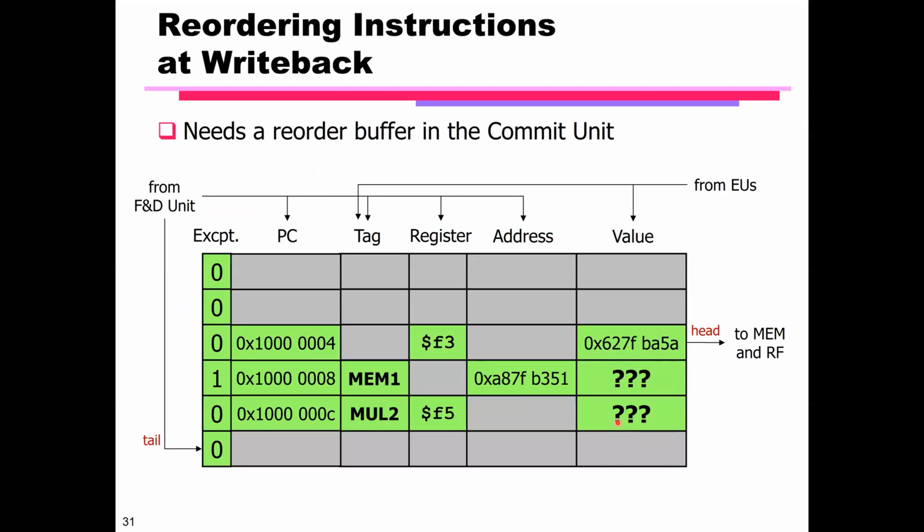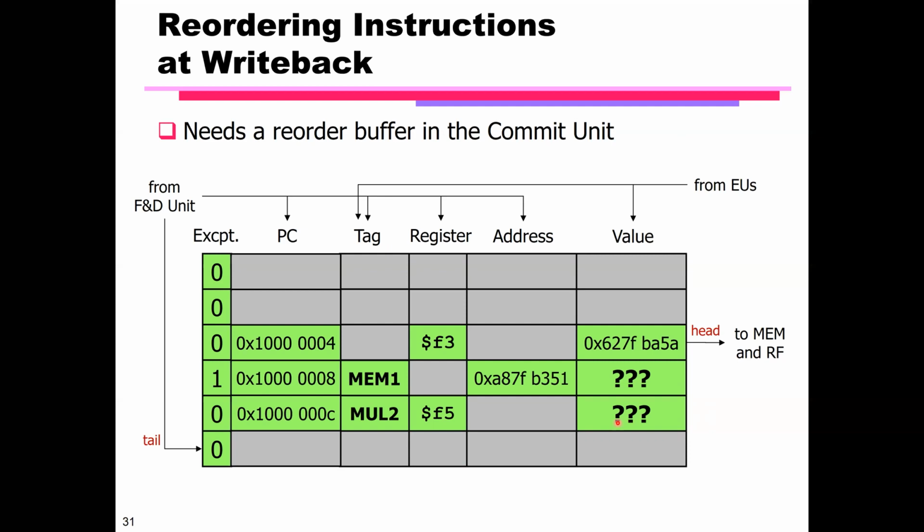For doing this, the critical part is a reorder buffer. I need to have a unit, this commit unit, this lying unit, that has no other function than to look at things in the original order and update the state of the machine in the original order.